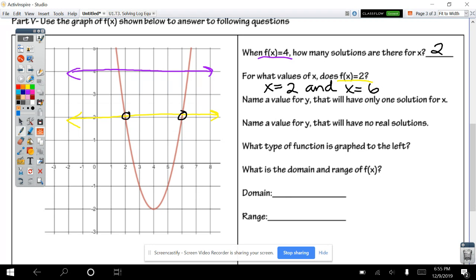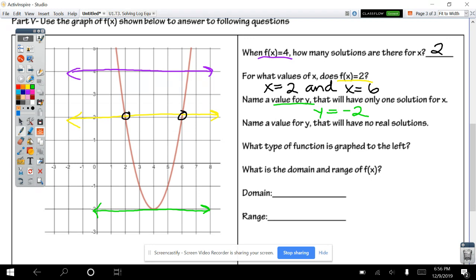Name a value for y that will have only one solution for x. So there's only one spot where that works. It's down here, because -2 is the only spot where the line we draw is only going to touch the graph exactly one time. So y equals -2. There's only one possibility for that.